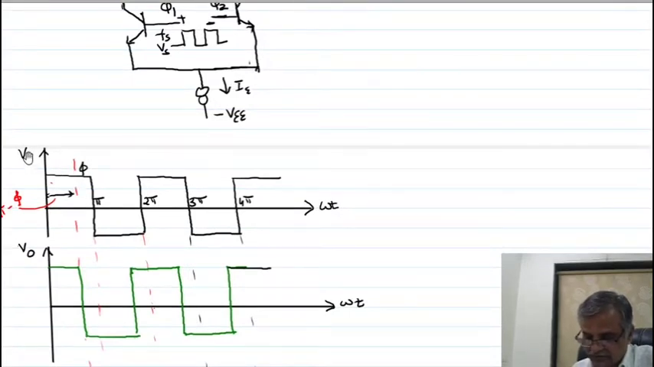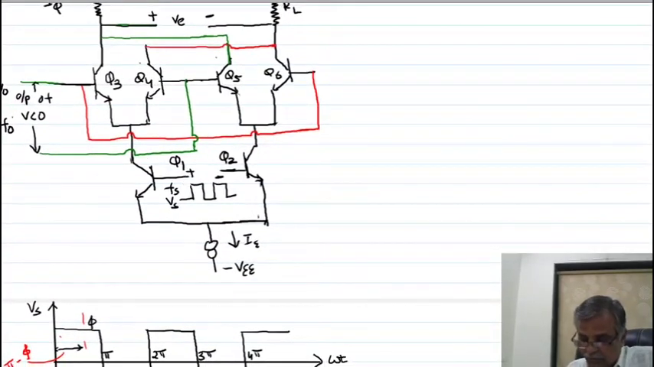There is a phase shift phi between the input signal Vs, this signal, and the Vo. During this one time interval, which one? Pi minus phi. Vs is positive and Vo is positive. During pi minus phi, remember what is positive? Vo and Vs. Look here now.